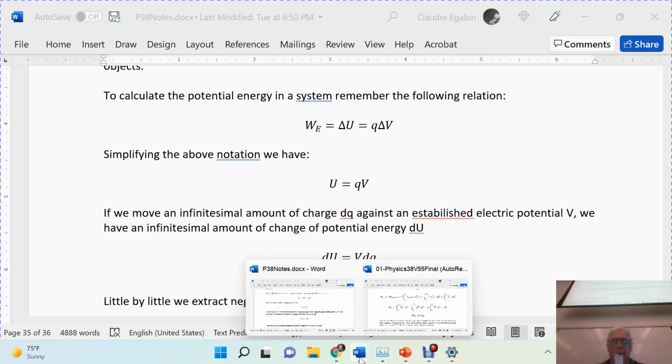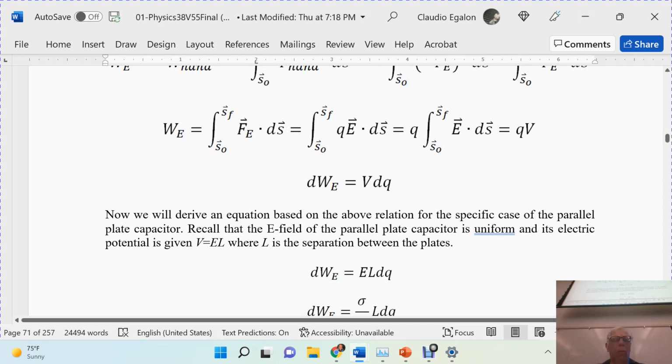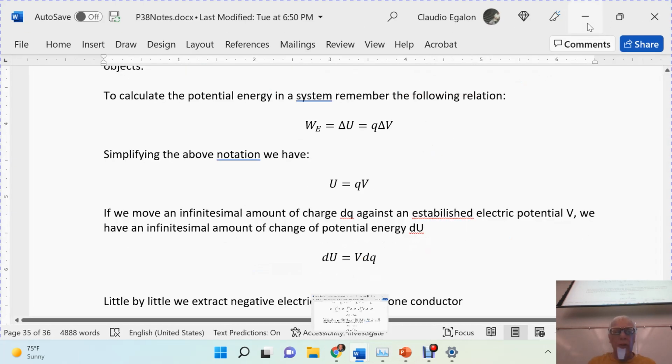Well, there's a little trick, a mathematical trick that we usually discover. Let me show you one. We're going to start with a simple case of a two parallel plate capacitor, separated by a distance L. We know that the electric potential is going to be the electric field times L. Let's start with this one as an example where we already know the relation.